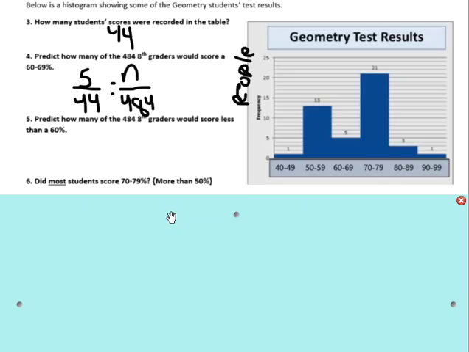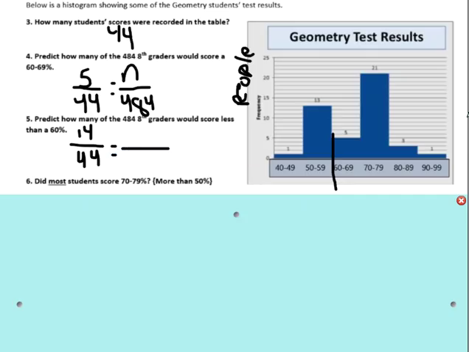Number 5, predict how many of the 484 eighth graders would score less than a 60%. So if we're talking about would score less than a 60%, it's anything smaller than this column. So it's both 50 to 59 and 40 to 49. If you think about it, both of those are less than 60%. So we have 13 plus 1, so 14 students out of the 44, right? That's my ratio for how many students scored less than a 60% from the histogram.